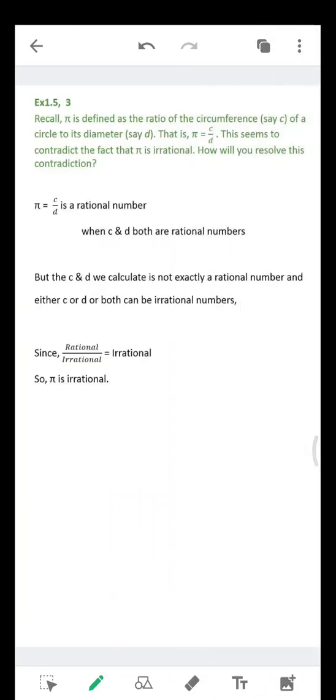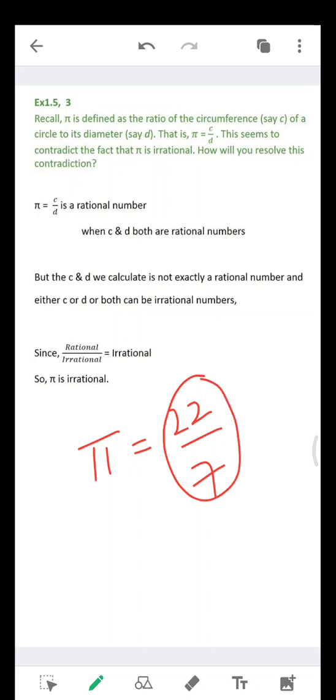In question number 3 he is asking to clarify that pi is an irrational number. I told you that pi is the only fraction, that is 22/7, which is irrational. Now, how do you get this pi value? How do you get this constant value?